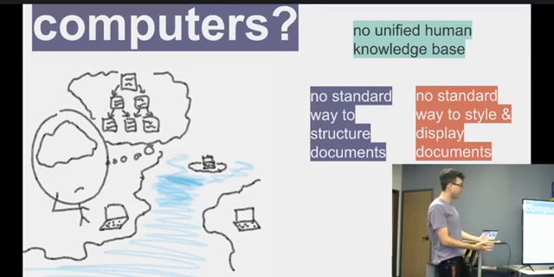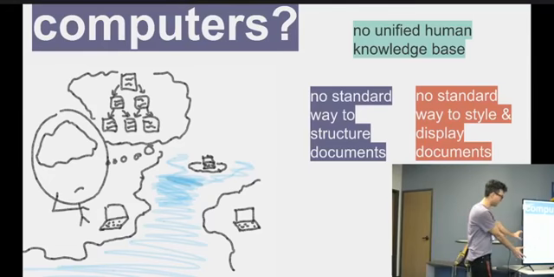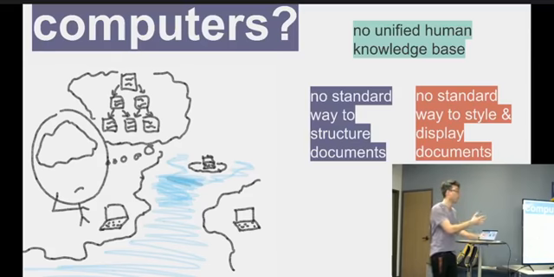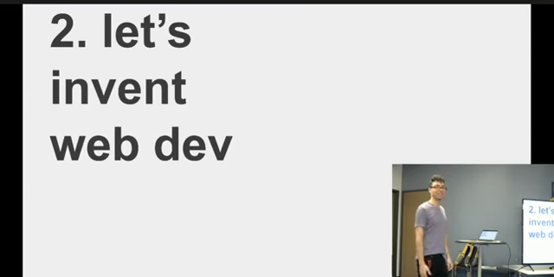So this is Tim Berners-Lee, the architect behind the internet in the 1990s, and he's sad because these things are missing. But that's sort of where we come in, and we want to think, well, what would we invent at this moment to solve this problem, to unify human knowledge across computers? And the answer to that is that we need to invent web development.